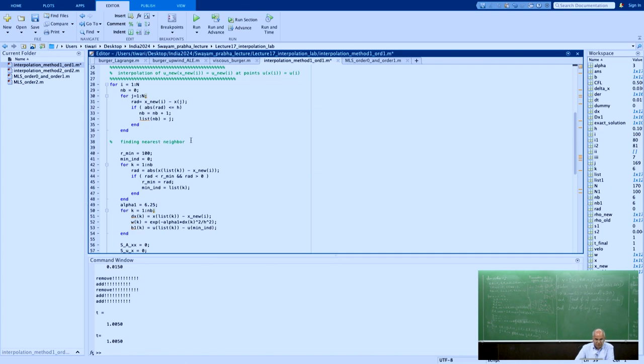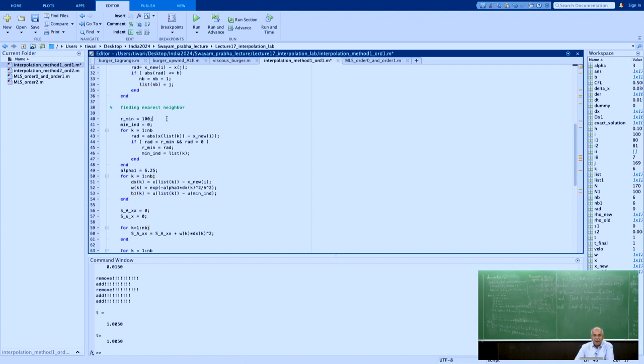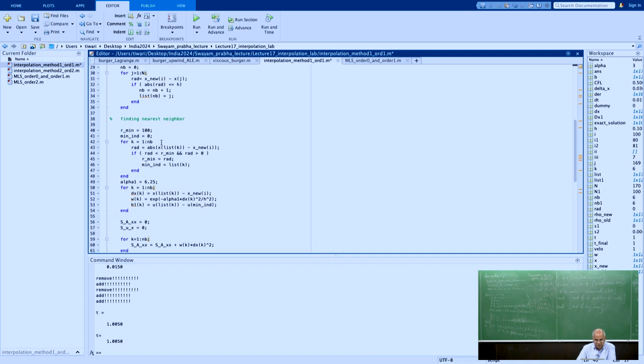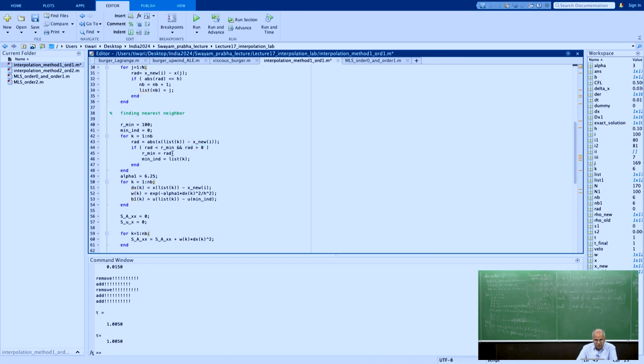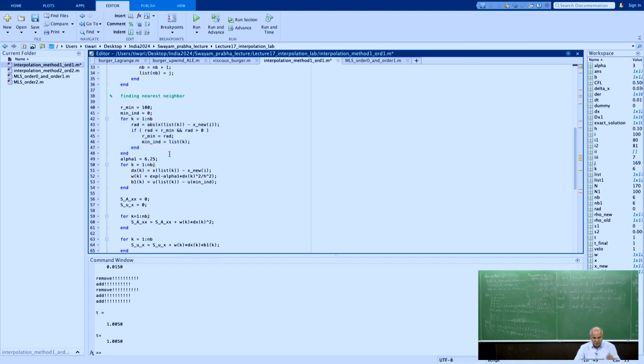Now once I have the neighbor list here, I will find the nearest value. So I define my r min as large, meaning, for example, I have nothing. Again I run over all neighboring points of the index i. I check if this radius is less than r min and the radius is positive. At the moment this is not important, we can remove that. Then I redefine my r min to be equal to this radius, which is already an absolute value, and my index min will be the index k. So from this loop I find my minimum grid point from x nu of i. For alpha, it doesn't matter, I have given 6 here, so give it as it is.